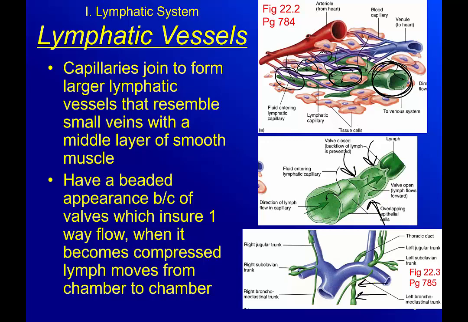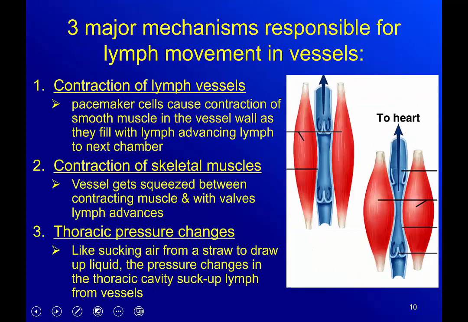Now, again, what does the valve do? It makes sure that the flow of lymph only goes in one direction. You can't go backwards. There's no backflow. So how do I get it to go from chamber to chamber? Believe it or not, this is very close to how your veins work. Remember that I've got these valves that I just pointed out, right?